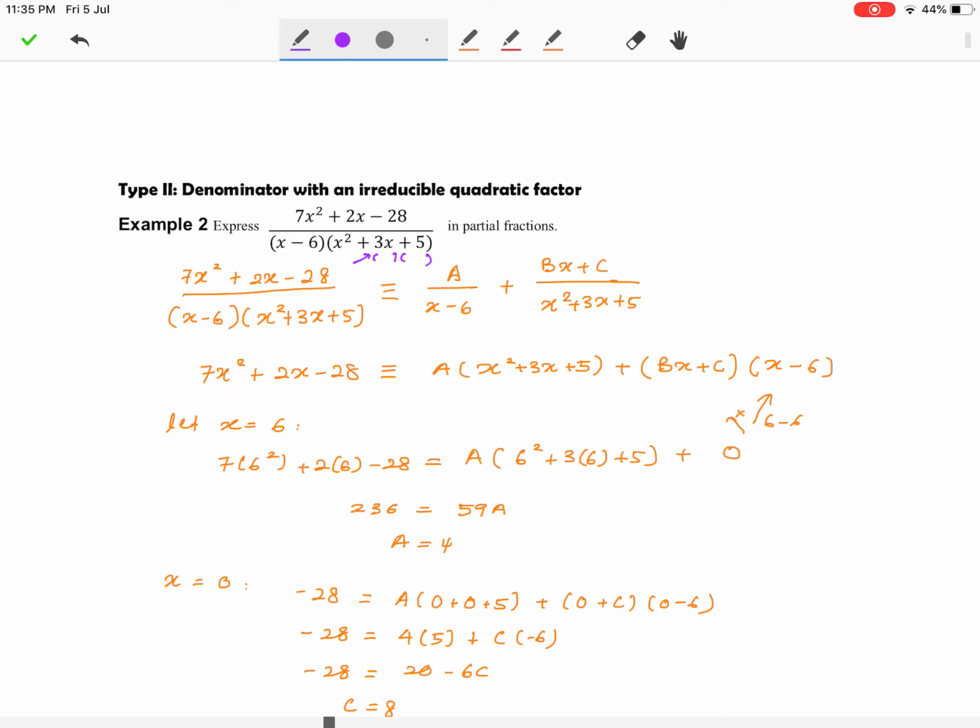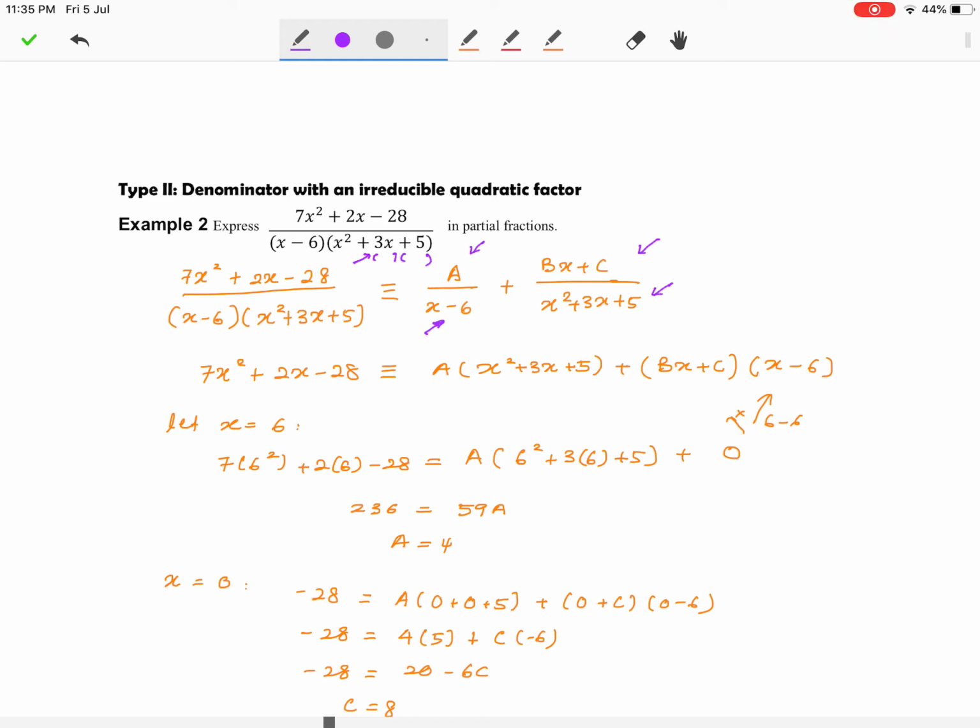Okay, so what you do now, again, you're going to write down a constant over a linear factor, because again the numerator, remember, is 1 degree less. So if the denominator is linear, on top you must have a constant. And for the quadratic factor, you're going to have a linear expression on top as the numerator, because it is 1 degree less compared to the denominator.